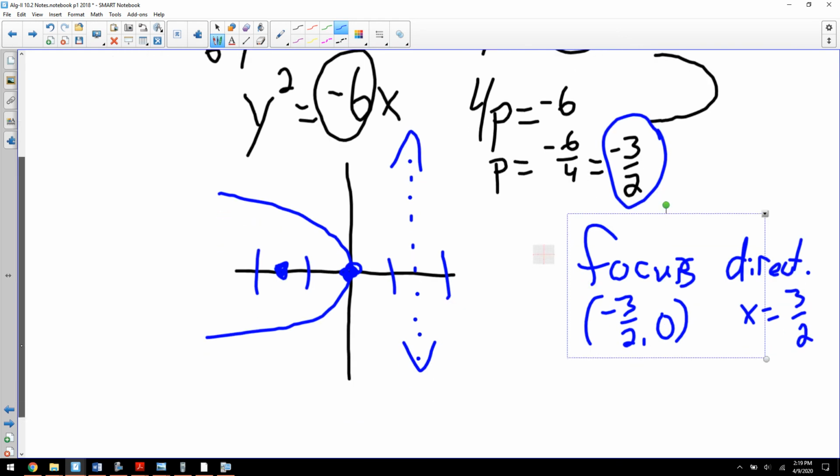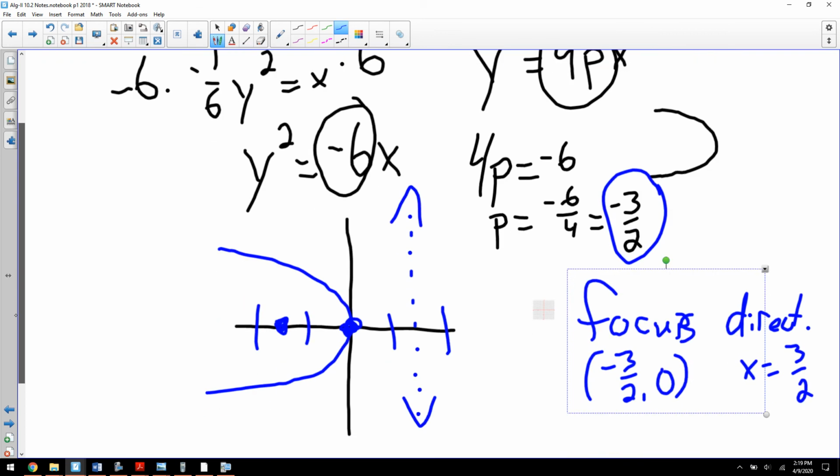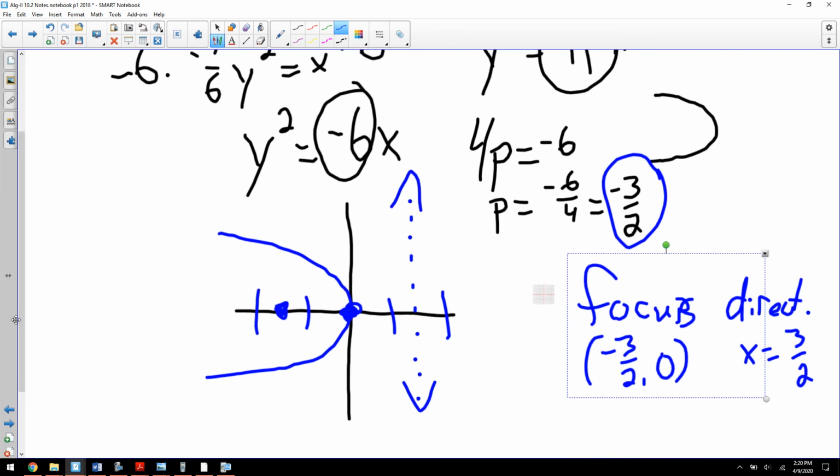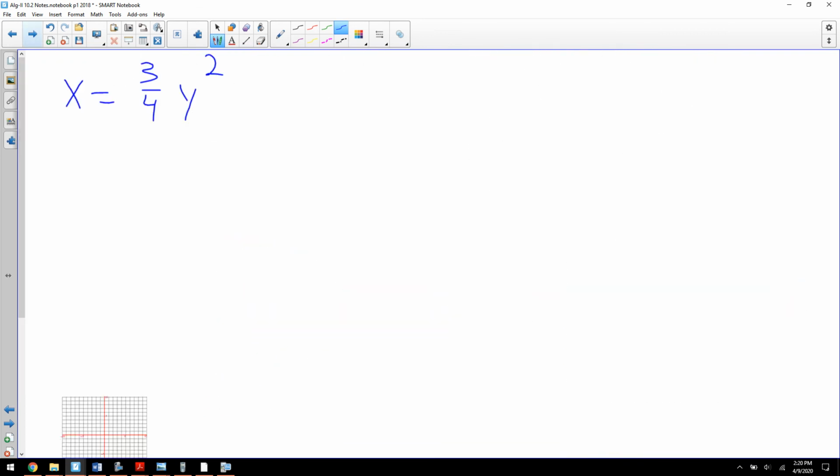And that's kind of what we're looking at for today. We're trying to just set this up to make it work, all right? Let's try another one. Let's change this. We just did a y squared. I'll just rewrite this as an x squared. So we'll say this is y equals 3/4 x squared.